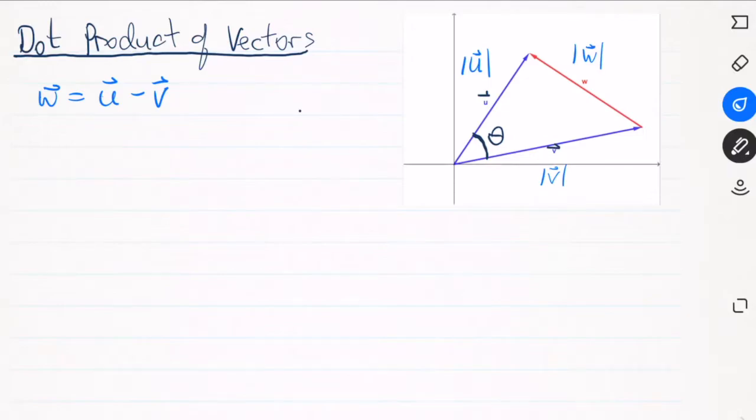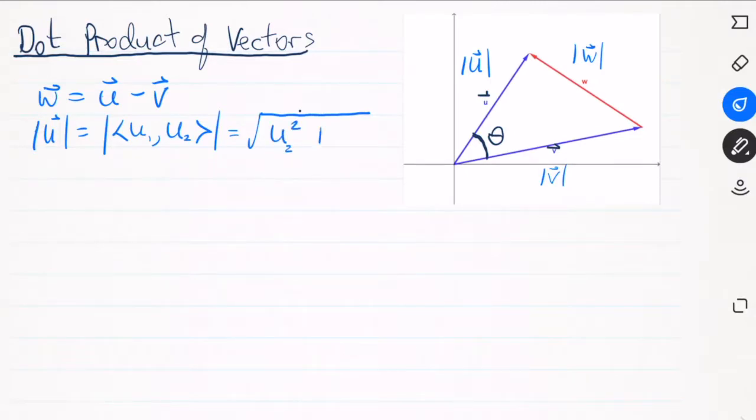Let's talk about the magnitude of u. Now u itself is going to be the components, and since we don't know what the numbers are, we'll just call it u1, u2. And then this is going to become the square root of u2 squared plus u1 squared. And then the same thing is going to happen for the magnitude of v. We're going to get the square root of v2 squared plus v1 squared.